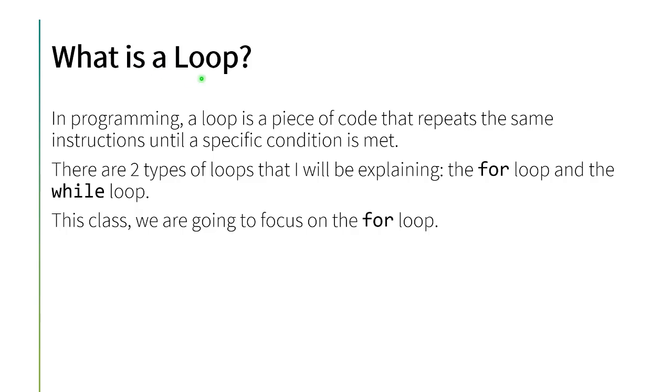What is a loop? In programming, a loop is a piece of code that repeats the same instructions until a specific condition is met. There are two types of loops that I will be explaining, the for loop and the while loop. This class we are going to focus on the for loop.